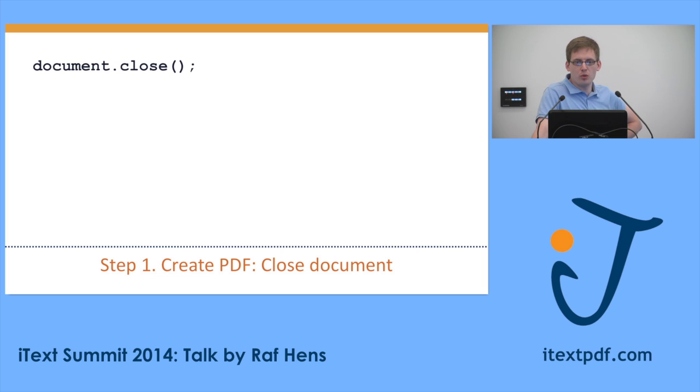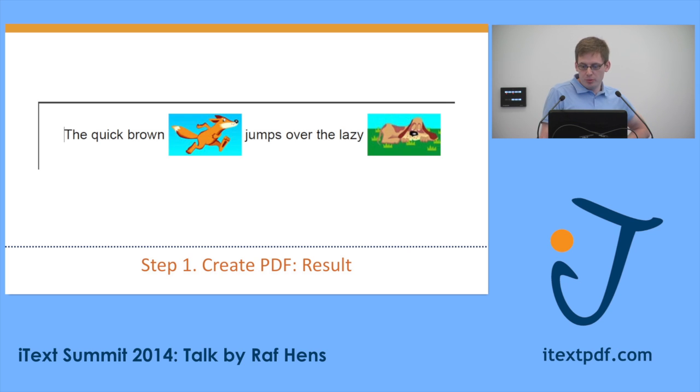The document is closed, which tells iText to wrap everything up, flush it to disk, and write the file we have passed to the PDF writer. And I hope it's not a surprise to anyone that the end result would look somewhat like this. We have the text, the image, the text again, and another image. So that's our simple PDF example that will run as an example throughout this presentation.